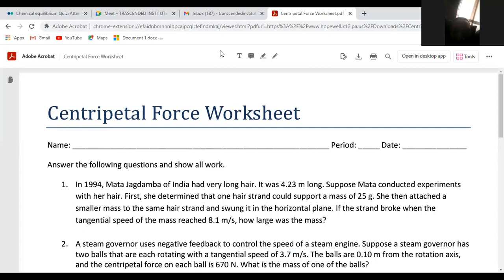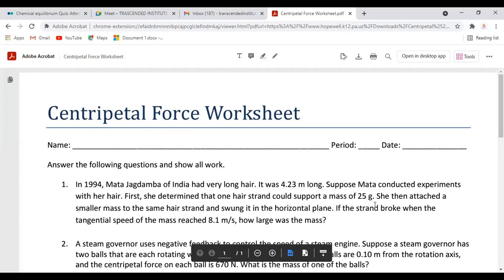In 1994, Mata Jagdamba of India had very long hair. It was 4.23 meters long. Suppose Mata conducted experiments with her hair. First, she determined that one hair strand could support a mass of 25 grams. So take note, we've been given the mass here.